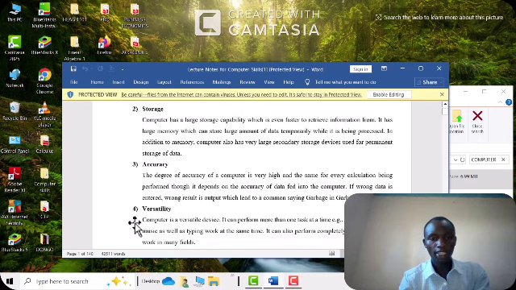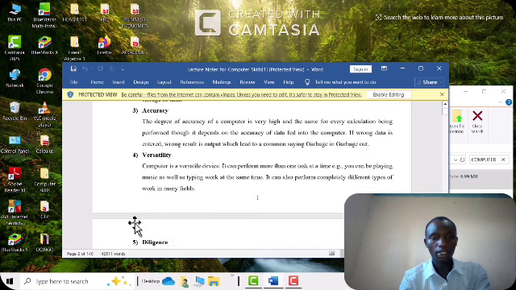The fourth characteristic is versatility. A computer is a versatile device. It can perform more than one task at a time, or at a go. You can be playing music as well as typing work at the same time. It can also perform completely different types of work in many fields.